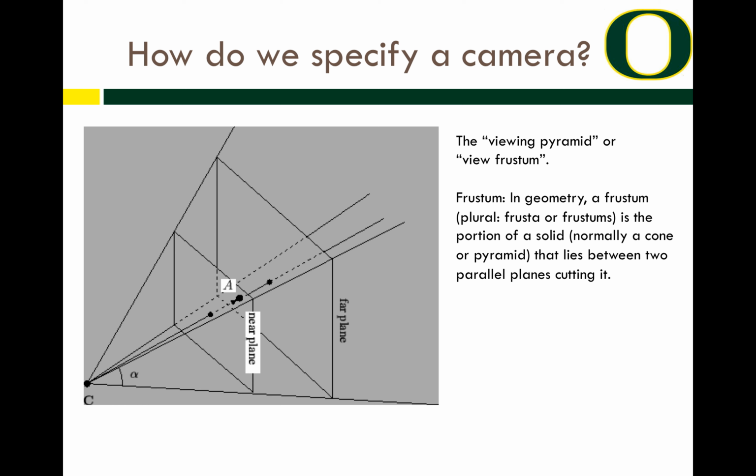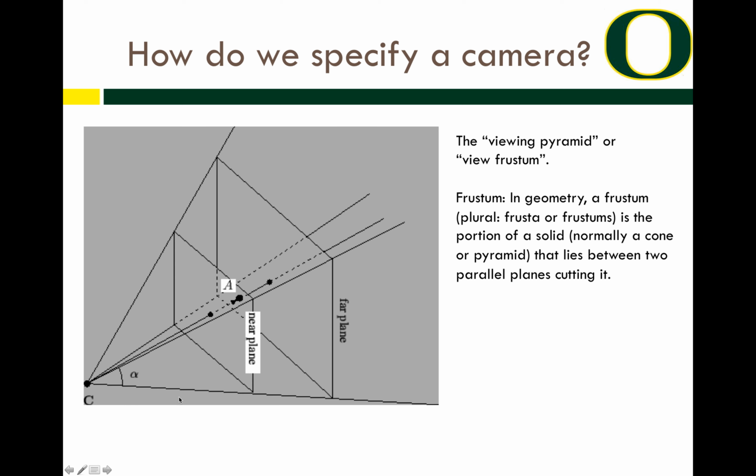So here's how camera space works. The idea is that we've got some camera C, and we've got some focal point, here in this picture it's A, and then some view angle. If this angle alpha is very wide, we'd have a fisheye lens. If it was very narrow, we'd have the opposite of that.